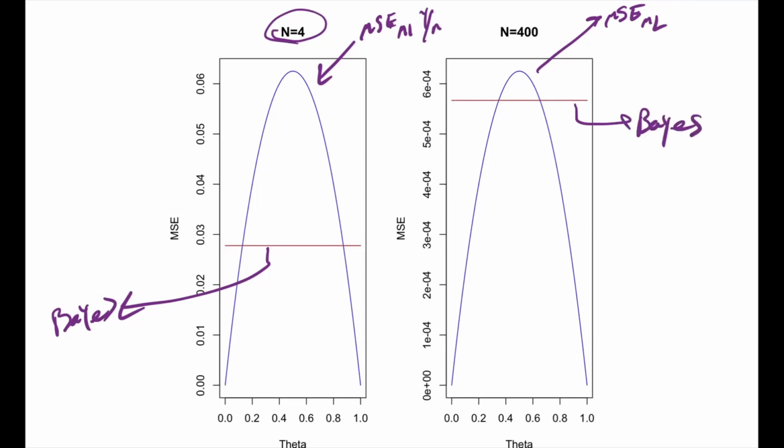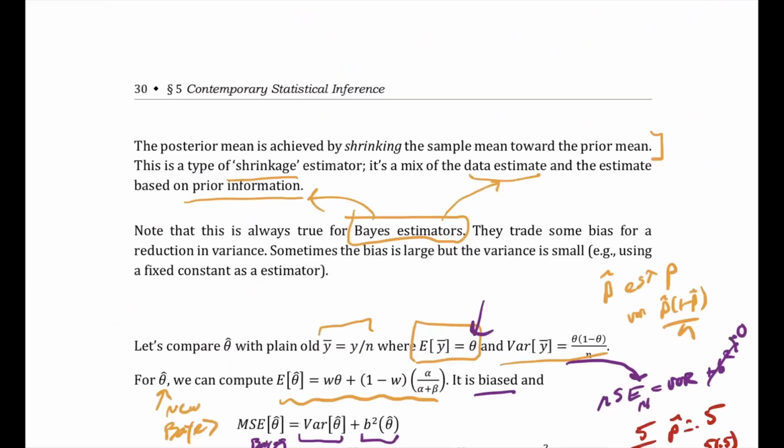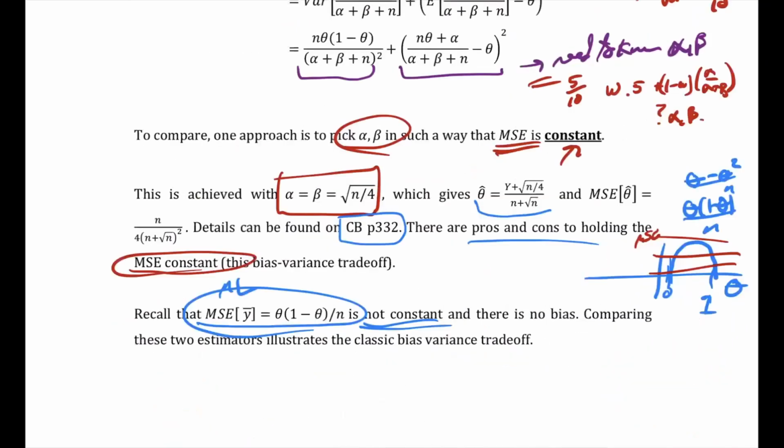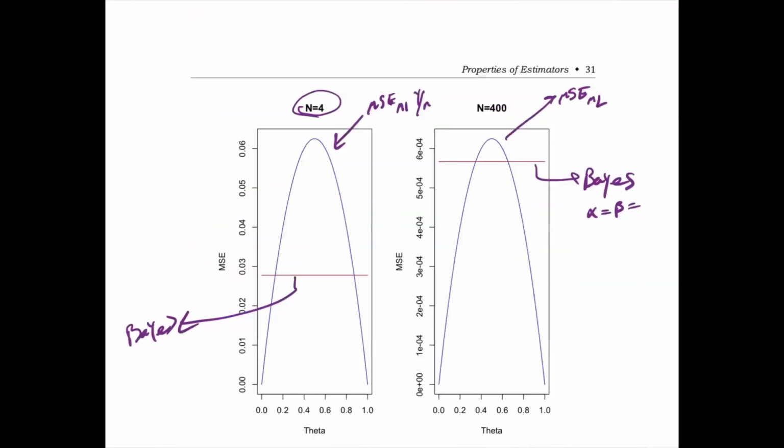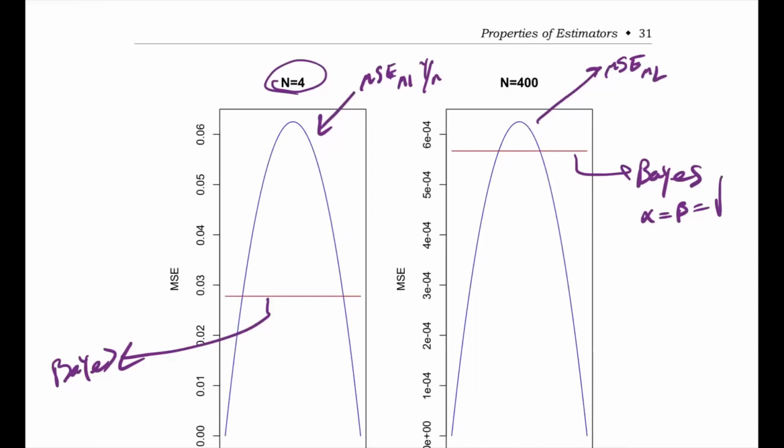And we've made it constant because we've picked alpha equals beta equals, well, what was it? Hold on. It was square root of n over 4. Same thing here. Alpha equals beta equals square root of n over 4. Again, it's just an example. So what do we learn? What do we see from this?